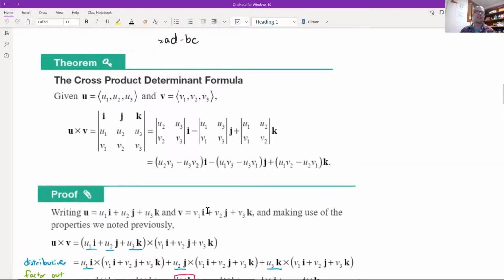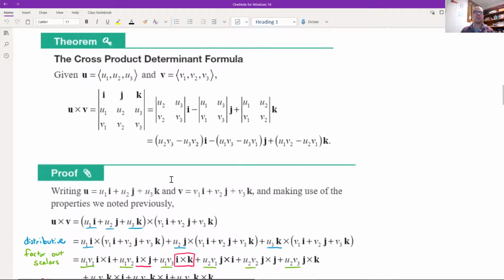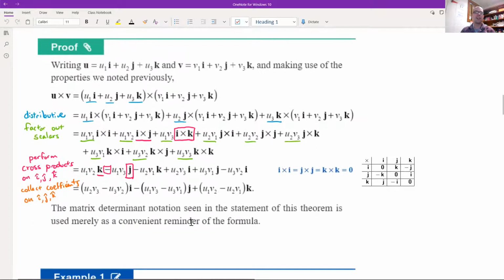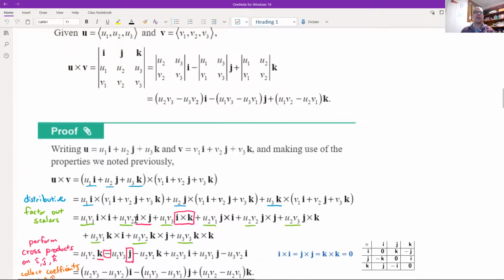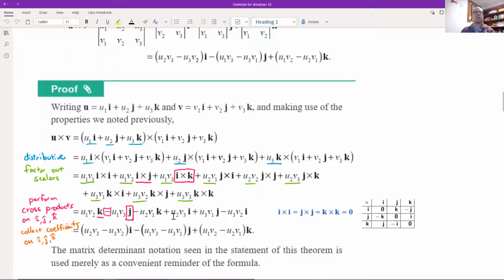Yeah, and there's a proof of this cross product determinant formula, because again, they do encourage just looking at this as a convenient reminder of the formula, but there's a lot going on here, so I wrote some notes to the side. If we write U as this expansion with the components of U and this expansion with the components of V for V, U cross V looks like this. We've got U, we've got V, and then we start using the properties of cross products.